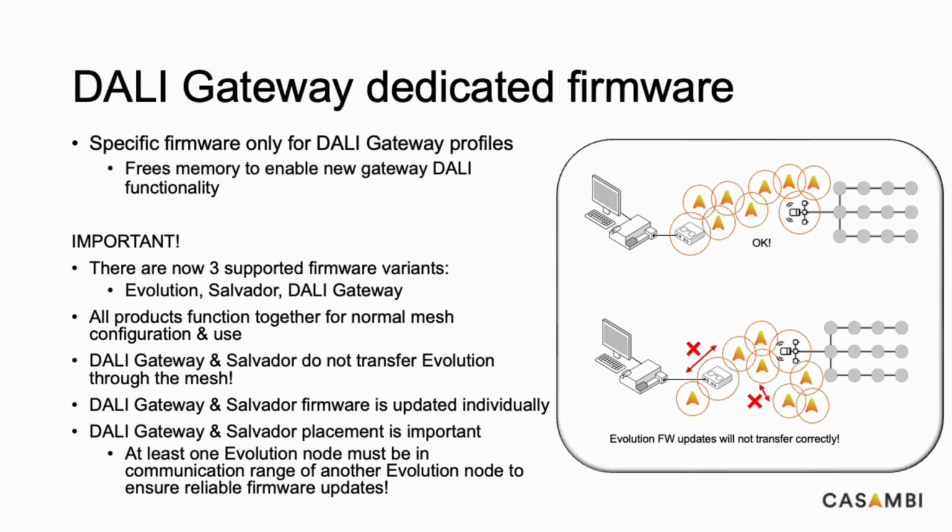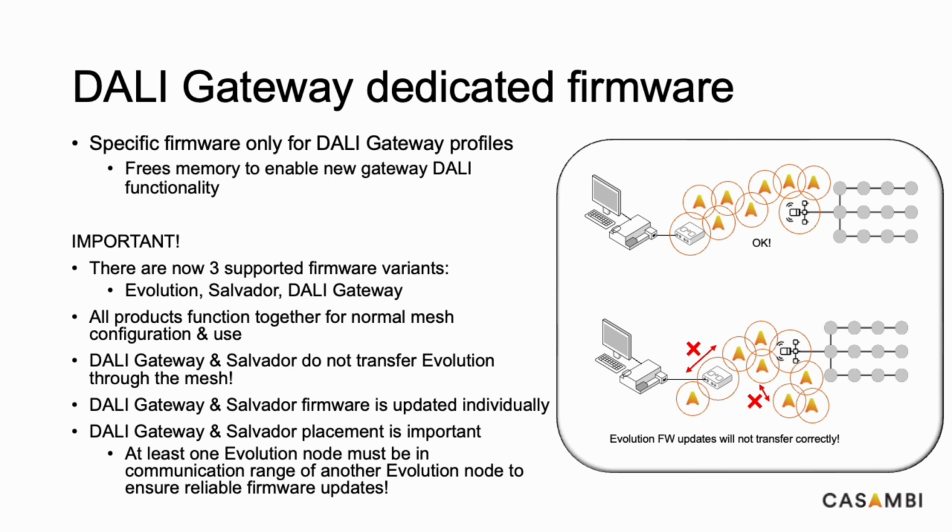So the DALI gateway or Salvador should be in a position where it's basically at, let's say, one end of the mesh. It doesn't physically have to be at one end of a mesh, but what should be ensured is every Evolution device in the network should be able to be within communication range of at least one other Evolution firmware device, to enable the firmware to spread through the entire mesh when there's a firmware update. So the entire Evolution firmware must be able to spread through the entire mesh.